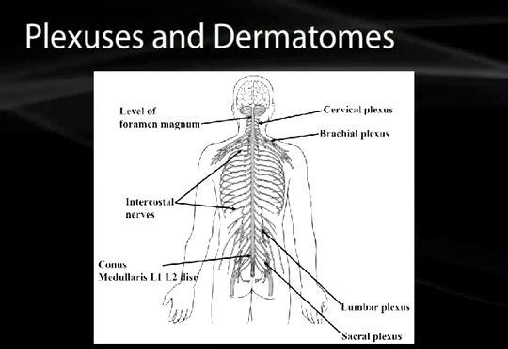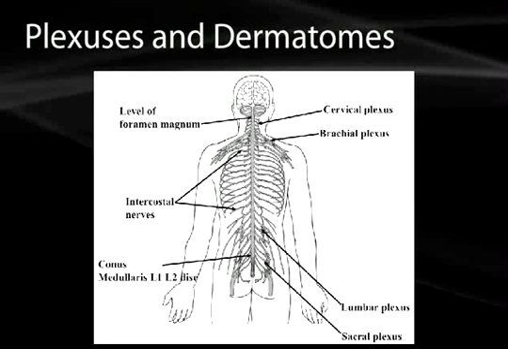Remember that there are plexuses, and those have dermatomal distributions as well. But the plexuses are going to be 4 in number, and they are only composed of ventral mixed rami that will braid together. Plexus means to braid.